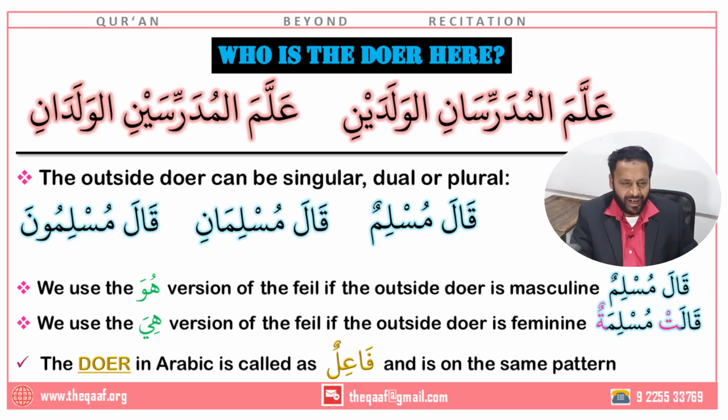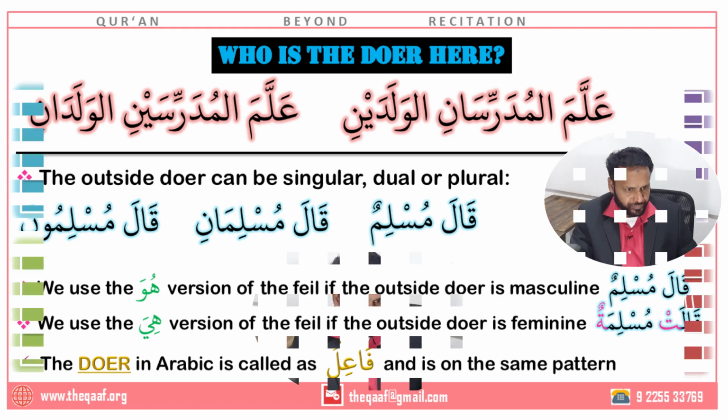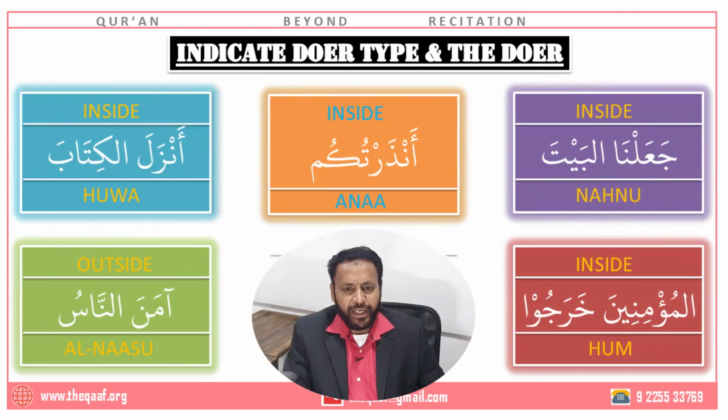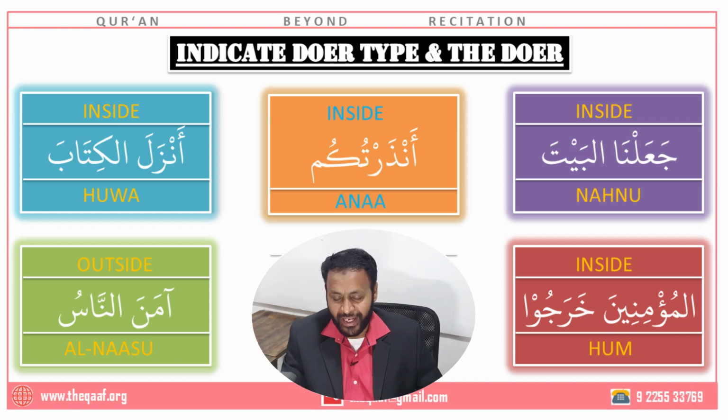Anyway, let's do one final exercise and close it. Okay. Indicate the doer type and the doer. So I'm going to show you some sentences. You are supposed to look at the sentence and figure out, is this an inside doer case or outside doer case? In any case, you have to tell me who is the doer.